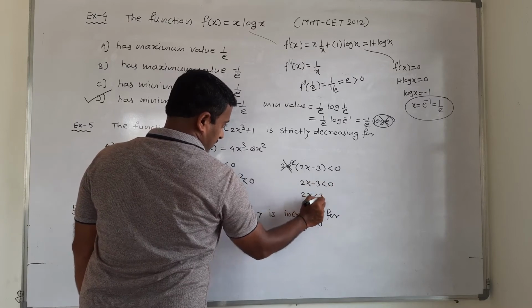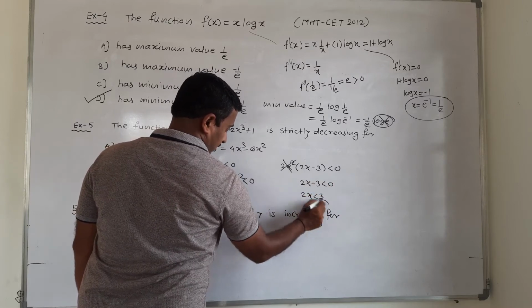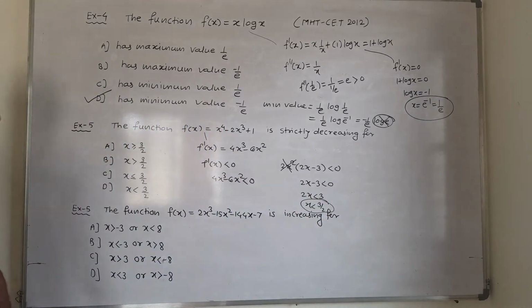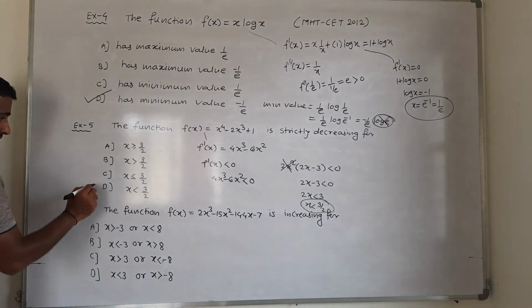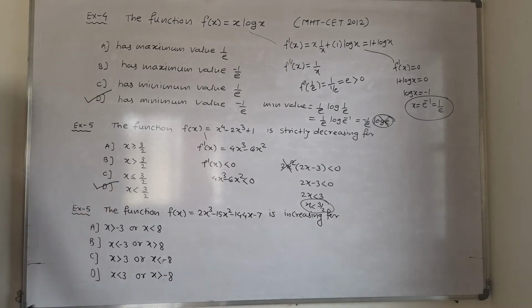2x² is positive, therefore neglected, transpose to 0, that is 2x minus 3 less than 0, therefore 2x less than 3, x is less than 3/2. So the function is decreasing for x less than 3/2. This is for strictly decreasing, D option.